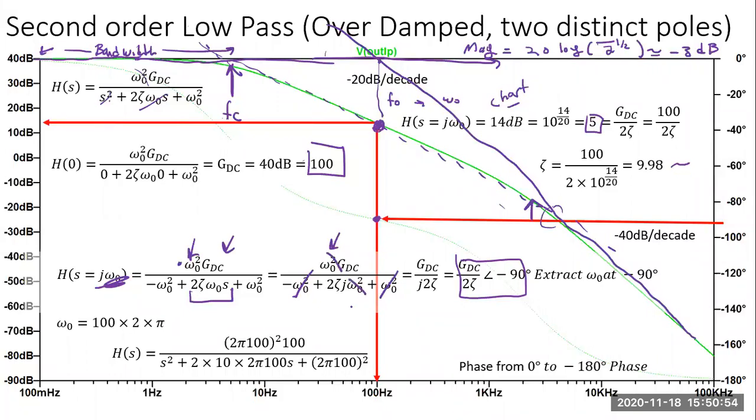And so now, if you're at omega naught, that term drops out of your equation, and you can get this very easy result: gain DC divided by 2 times the damping ratio at minus 90. You don't have to do any complex math because you extracted it at minus 90. So that's really what's going on, right?